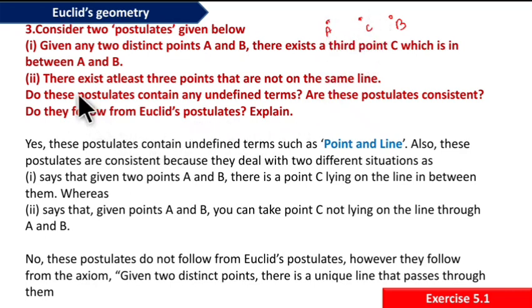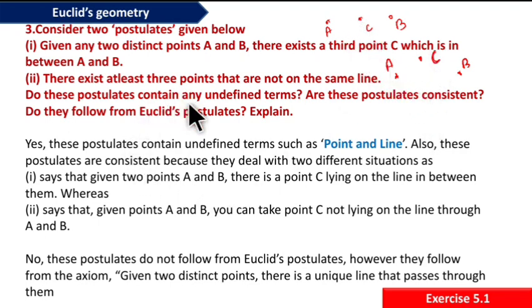So what is the meaning of the second postulate? There exist at least 3 points that are not on the same line. So the next postulate says that we are having 2 points here, that is A and B, and a third point that is not on the same line. Not on the same line means here we can draw here.